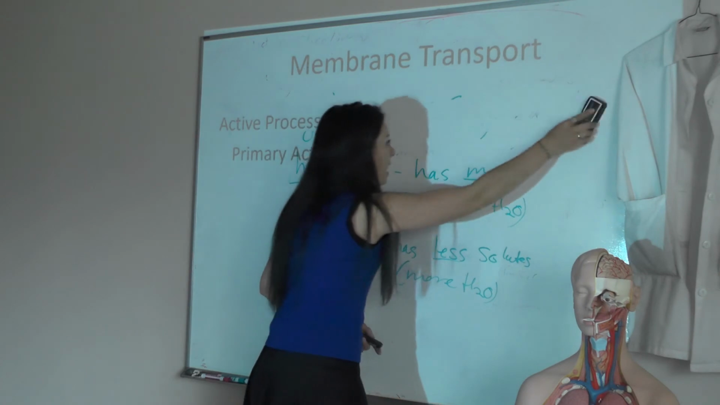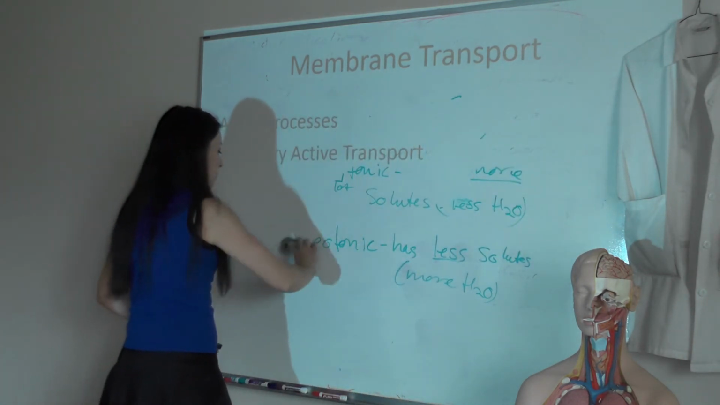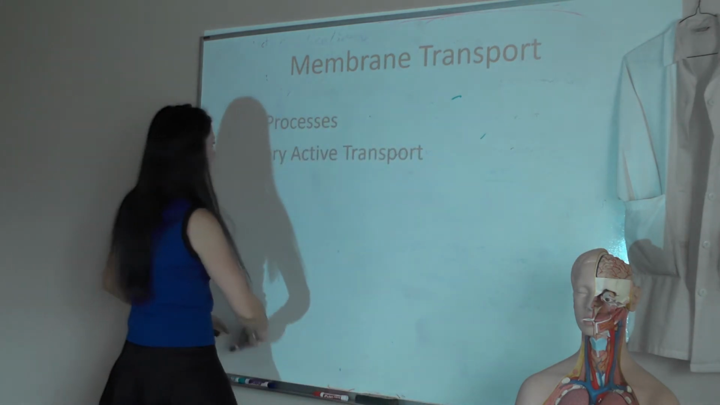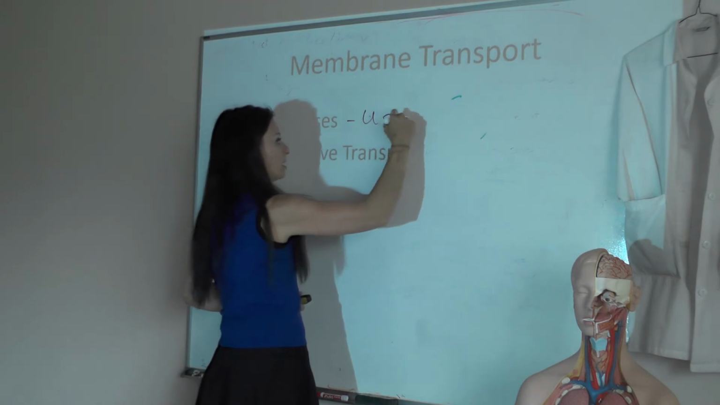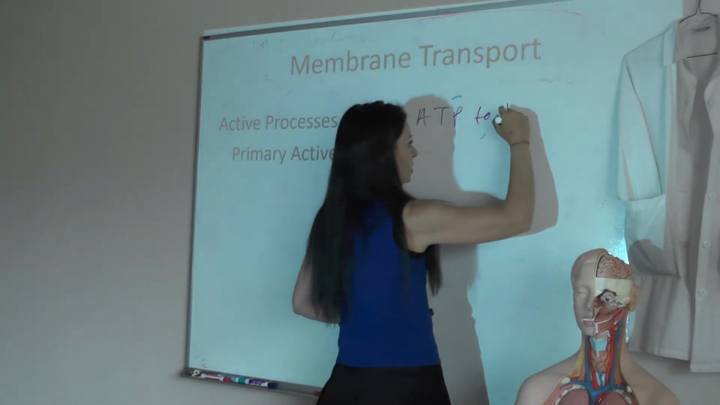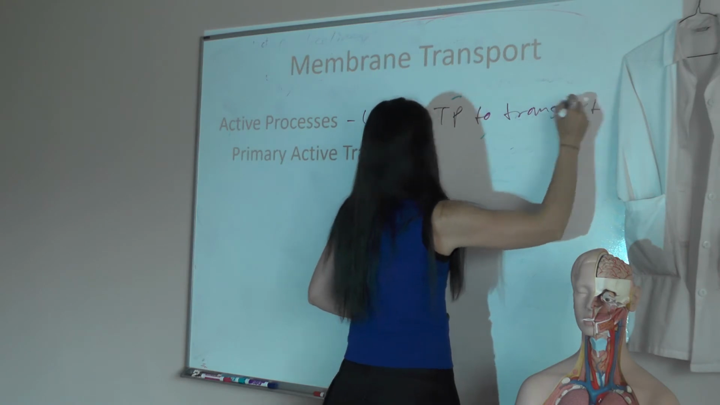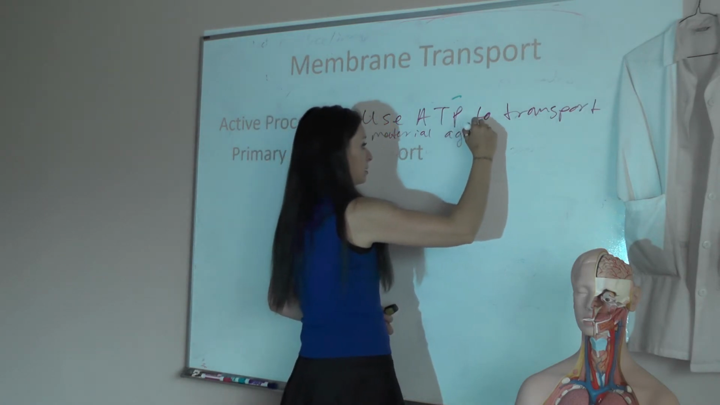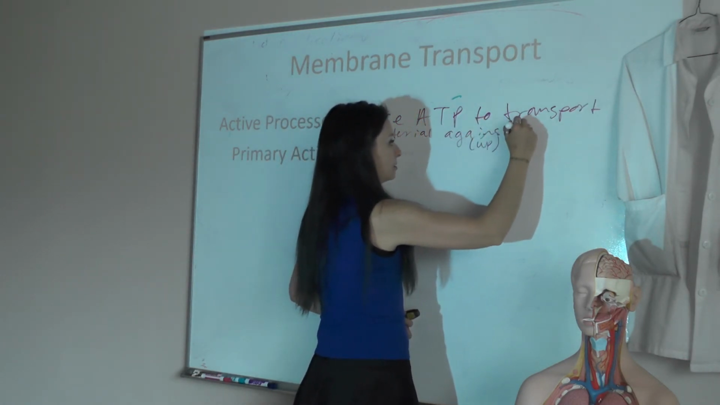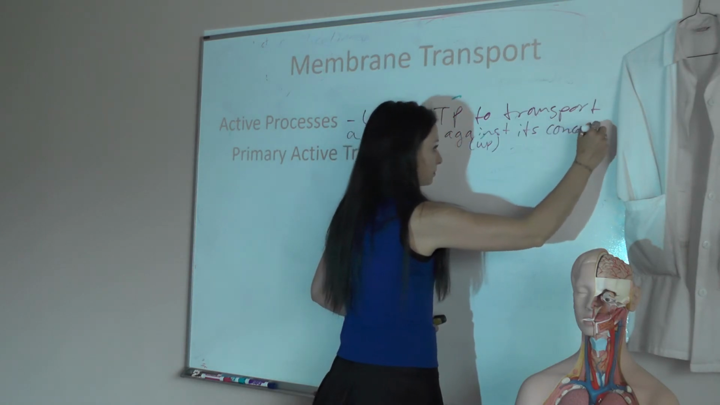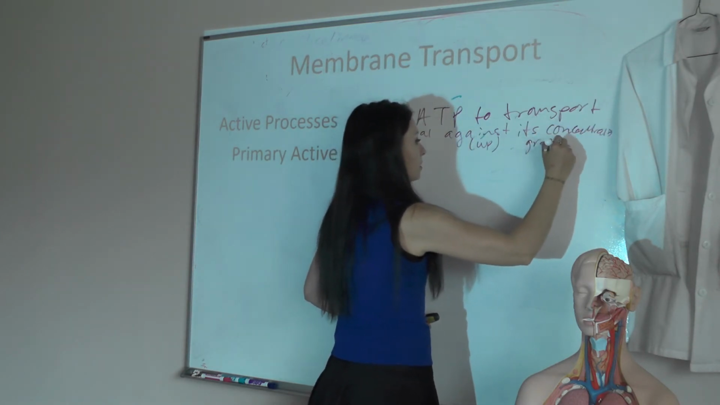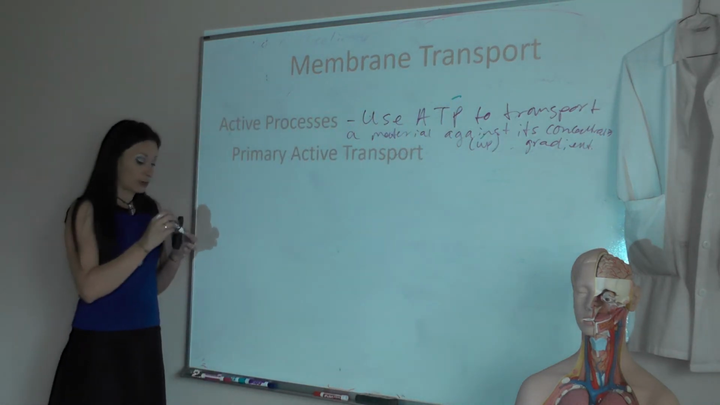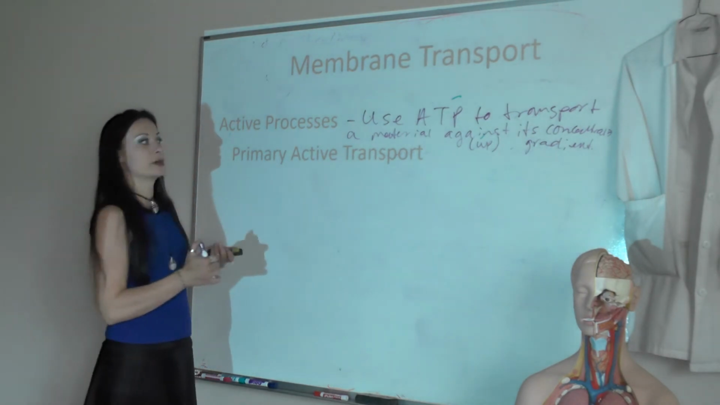Okay. Active transport requires ATP, and why is that? We're moving against a concentration gradient. So we could say active processes use ATP to transport a material against or up its concentration gradient. So since we're going against the concentration gradient, we're going to require energy. Well, why would we do that? Well, because if we didn't do that, we would reach chemical equilibrium. So we have to do that.